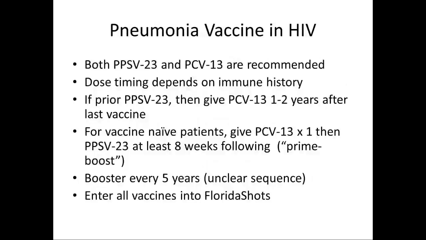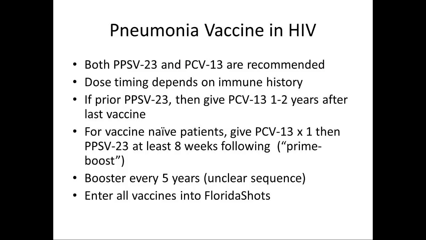So pneumonia vaccine, the latest is that both the 23 and 13 valents are recommended now, and the dosing depends on your immune history. So if someone's had prior 23 valent, the recommendation is that you give them the 13 valent 1 to 2 years after last vaccine. And for naive patients, you give the 13 first, and then the 23 valent 8 weeks following. As we know, it's a booster every 5 years.